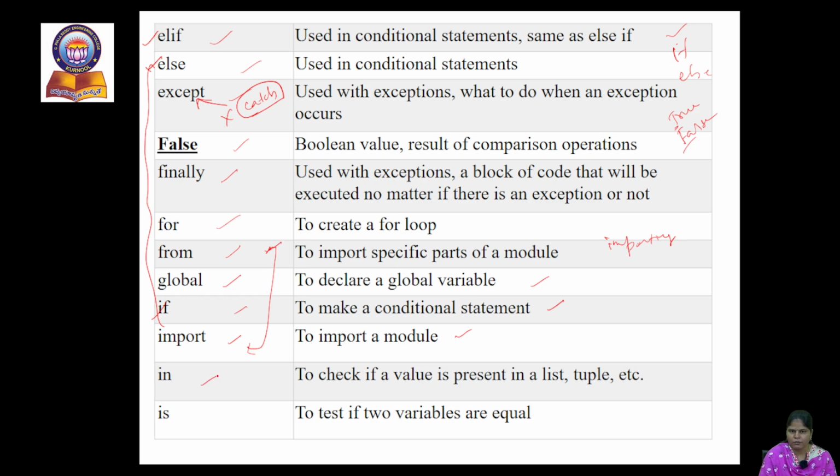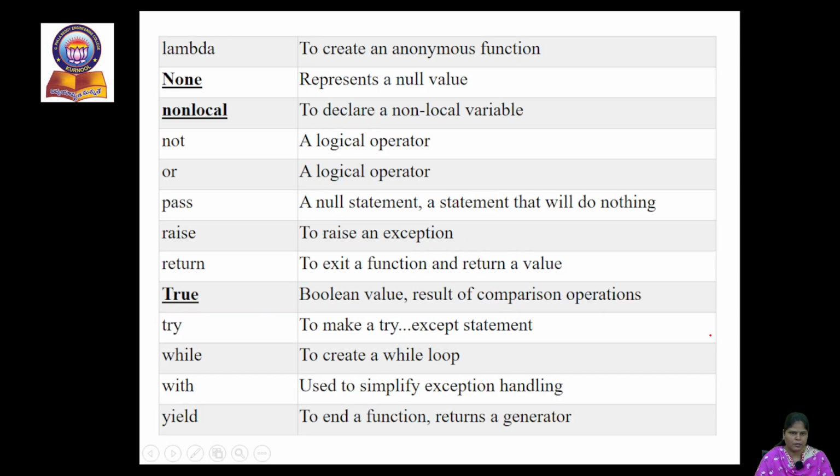And then in, which is a membership operator. This we call a membership operator. We have in and not in. These two are the membership operators. They will check whether a value is available in a list, in a tuple. Next is, which is used as an identity operator. It will check the identity or address. That can be checked by is and is not. These are the two identity operators in Python.